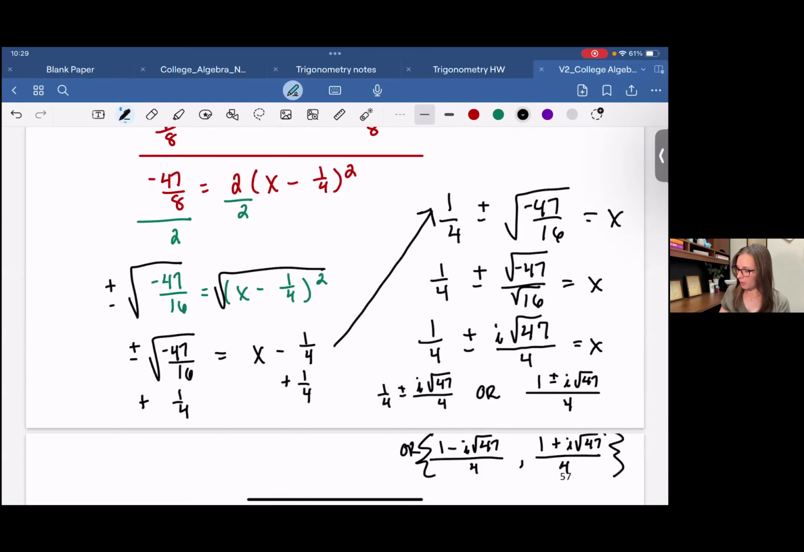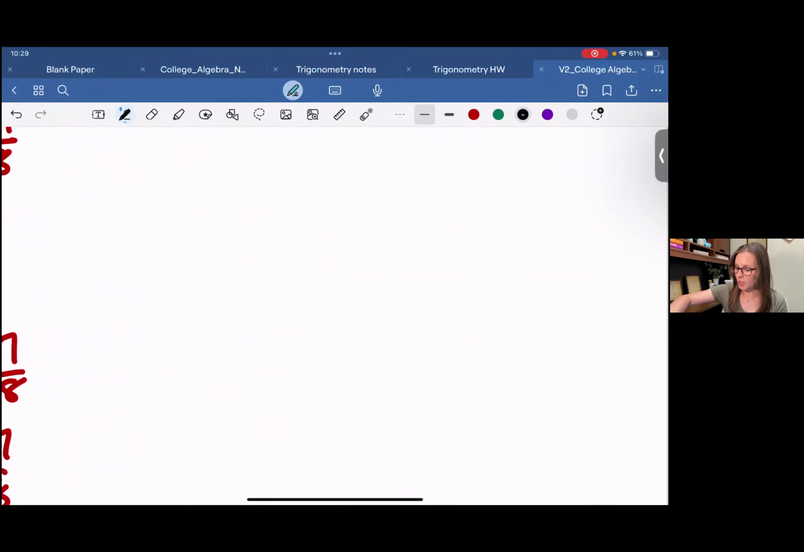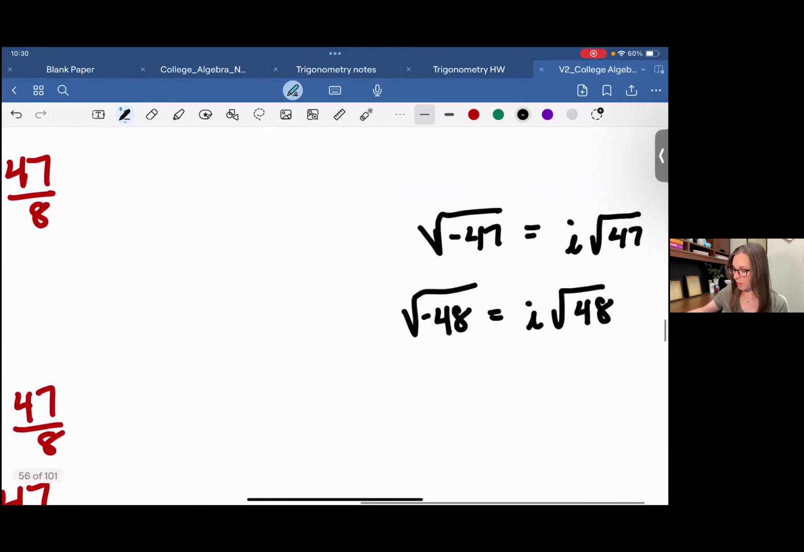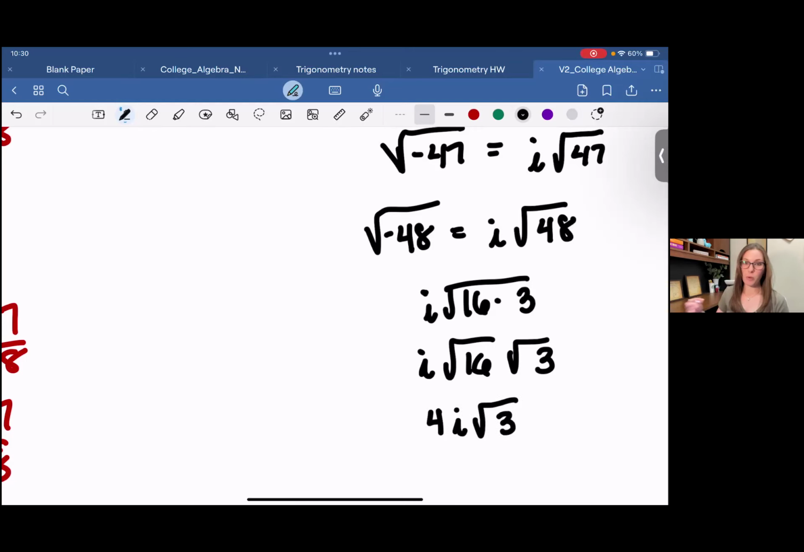One other thing I want to point out here, I've run out of room, but I'm going to go over here with some white paper. We were lucky this time because we got negative 47. 47 was prime, so we didn't have to simplify much. Let's pretend like we had gotten negative 48 instead. We still pull out that i, but 48 is not prime. 48 can break up into 16 times 3, square root of 16, square root of 3. Square root of 16 is 4. So we would get 4i root 3.